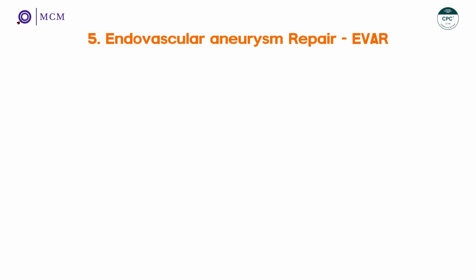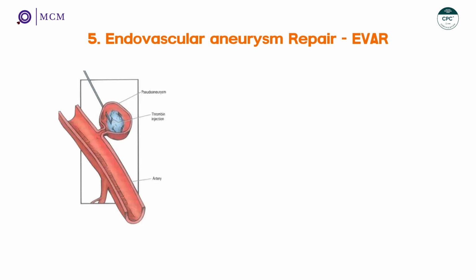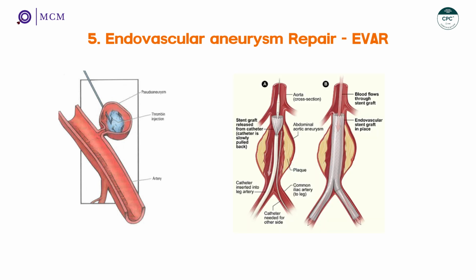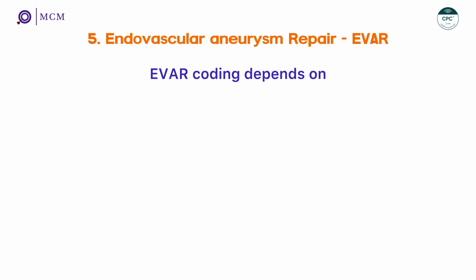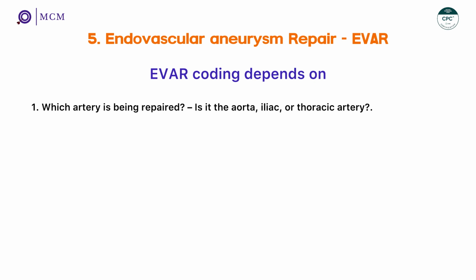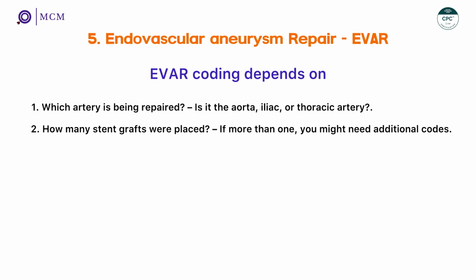The 5th guideline is endovascular aneurysm repair, EVAR. An aneurysm is a weak spot in an artery that bulges out. If it bursts, it can be life-threatening. Surgeons repair these using a stent graft, which is coded under endovascular aneurysm repair, EVAR. EVAR coding depends on 1. Which artery is being repaired? Is it the aorta, iliac, or thoracic artery? 2. How many stent grafts were placed? If more than one, you might need additional codes. 3. Was it done percutaneously or through an open incision?